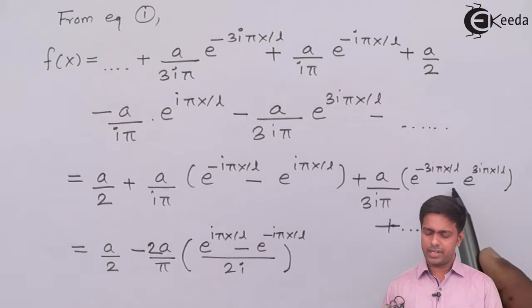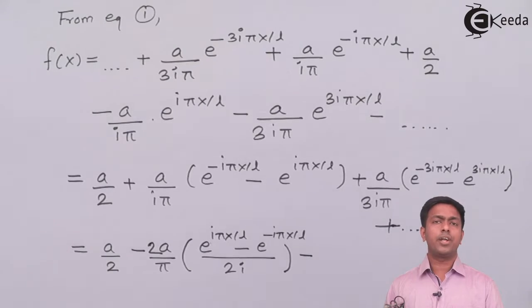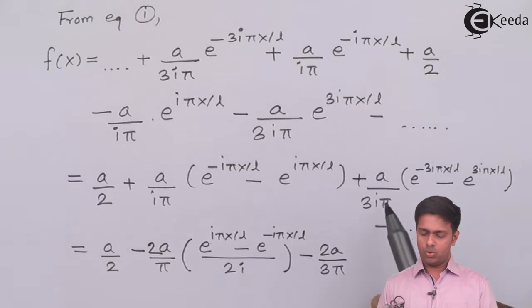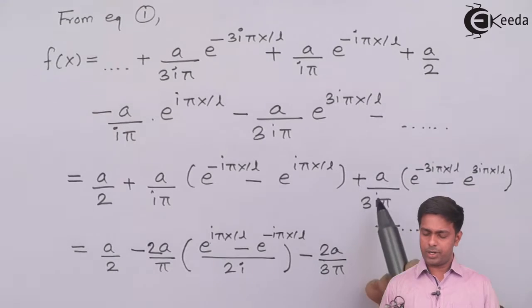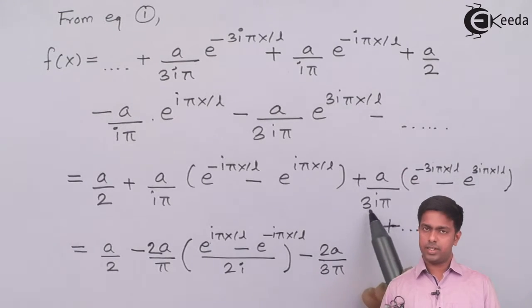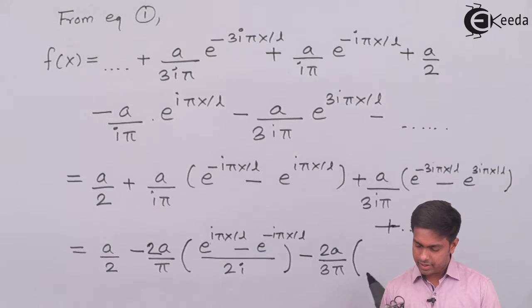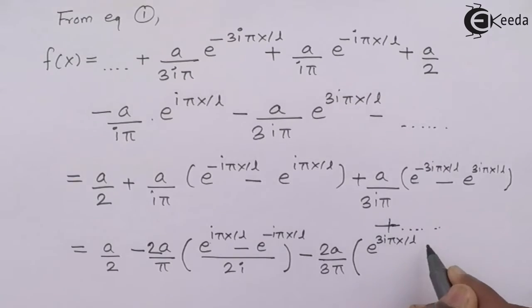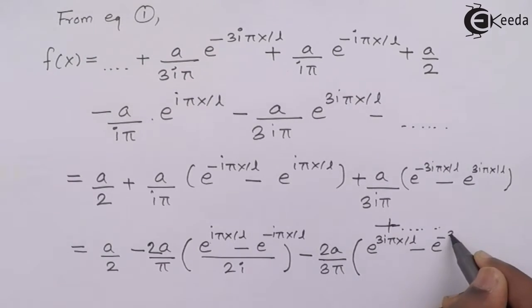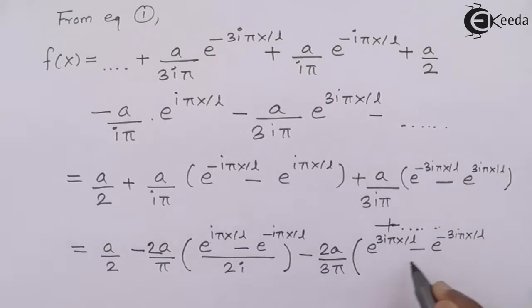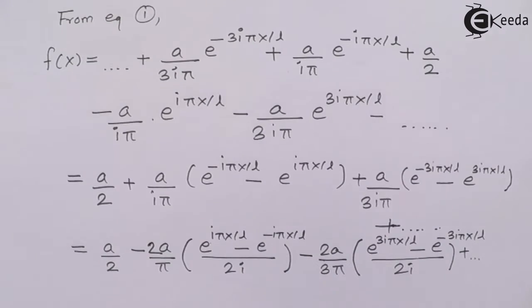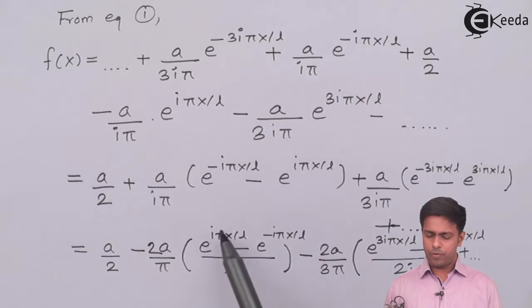Now here also I'll do the same thing. For that I'll take the negative sign outside, and I'll multiply and divide by 2. So this will become 2a upon 3 pi. This is multiplication by 2, and when I divide by 2 I'll get the 2i term. I'll shift that 2i in the bracket. So here we will get in the bracket e to the power 3i pi x upon L minus e to the power negative 3i pi x upon L, whole upon 2i, plus dot dot dot. And guys, now it's the last step. We will put the formula for this.